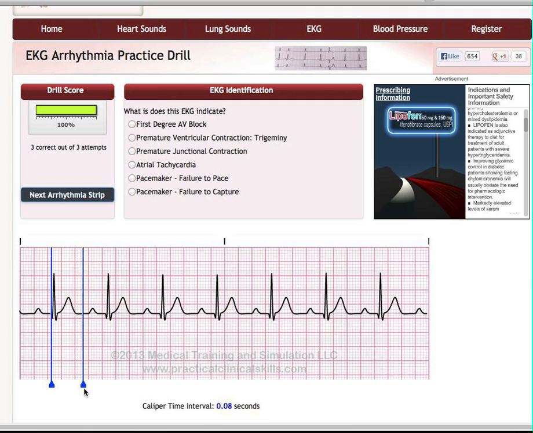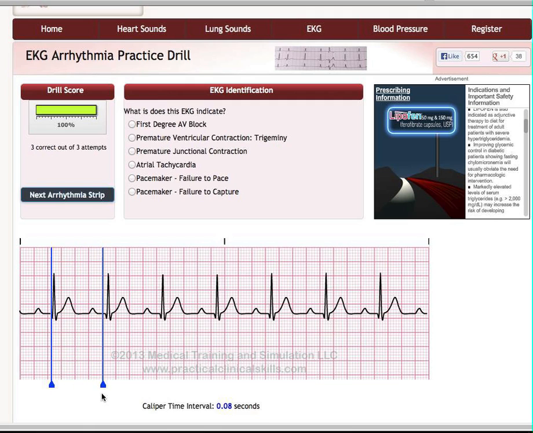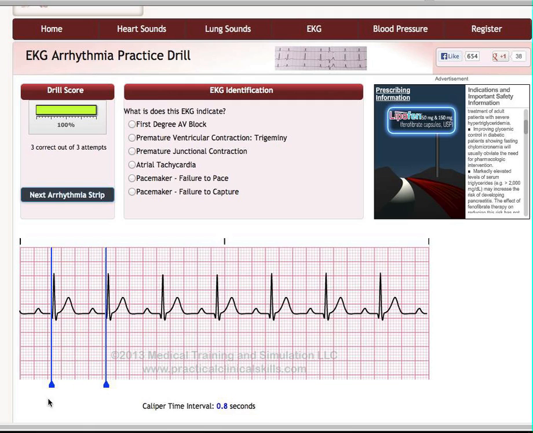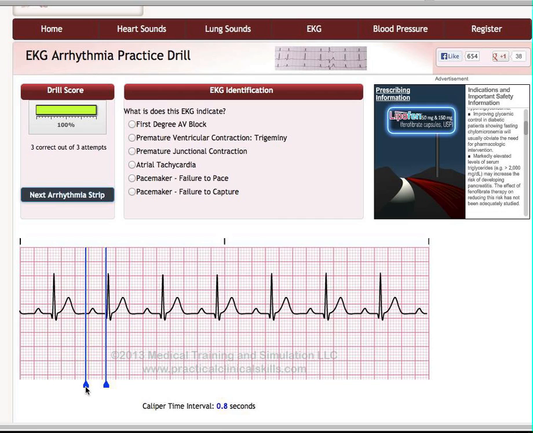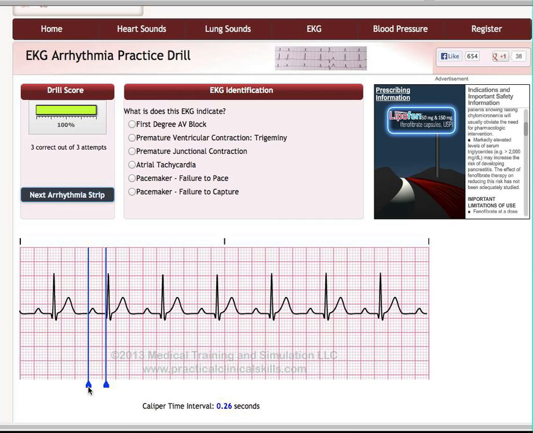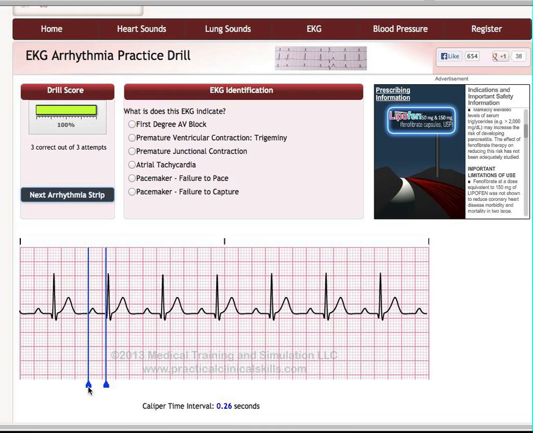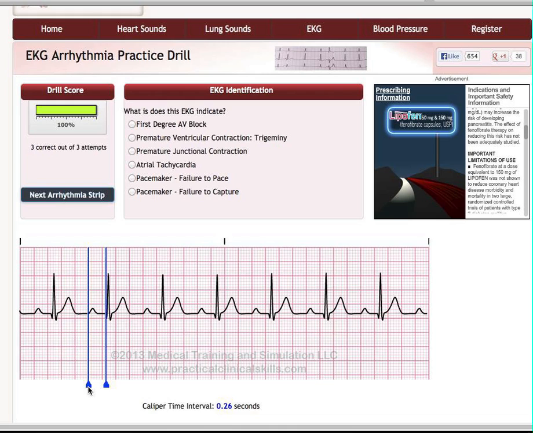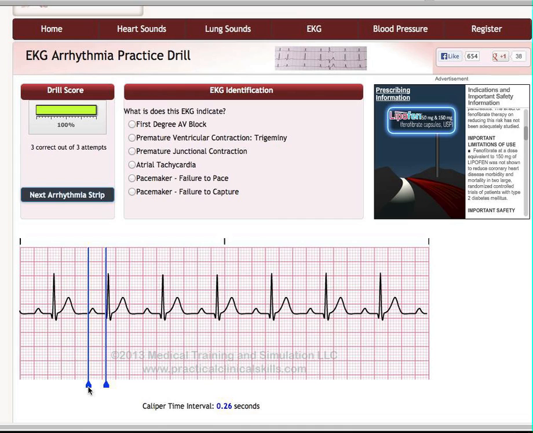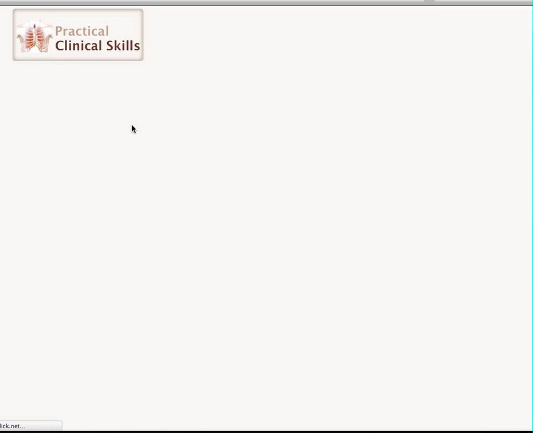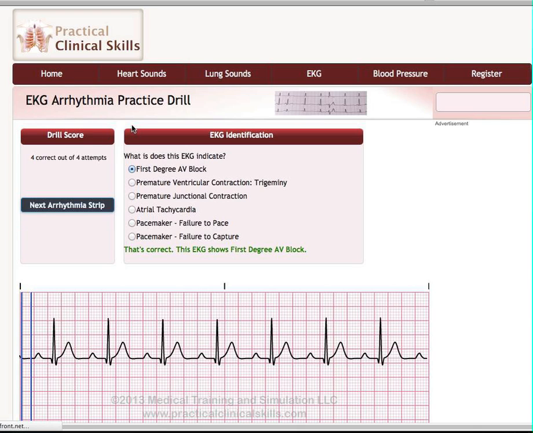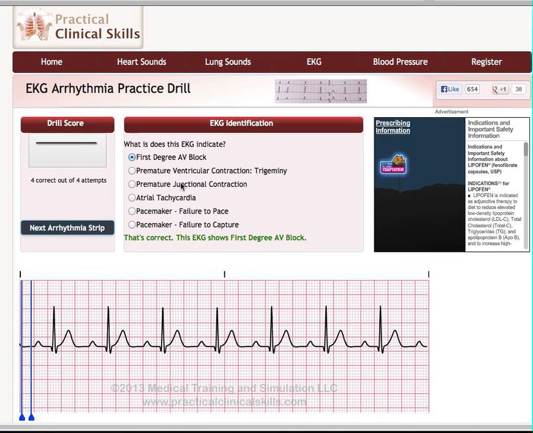But now let's check. The PR interval to me looks a little long, so let's check. So it's from the beginning of the P wave, and that's 0.26, so that is a prolonged PR segment. If you guys remember what that is, that's constituted as a first degree AV block. And that's correct.